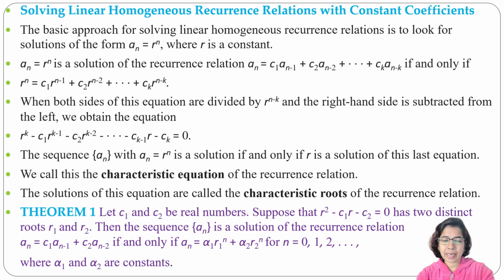Then the sequence a_n is a solution of the recurrence relation a_n equals c1 a_(n-1) plus c2 a_(n-2) if and only if a_n equals alpha1 r1^n plus alpha2 r2^n for n equal to 0, 1, 2 and so on, where alpha1 and alpha2 are constants. So we have two constants c1, c2, and we have the characteristic equation and characteristic roots. Now a_n will be the solution if a_n equals alpha1 r1^n plus alpha2 r2^n, and here alpha1 and alpha2 are the constants.